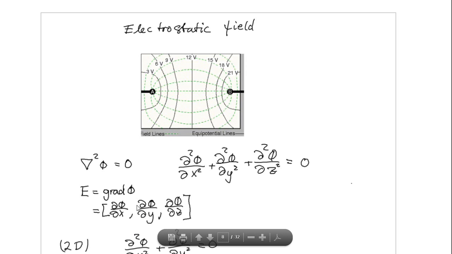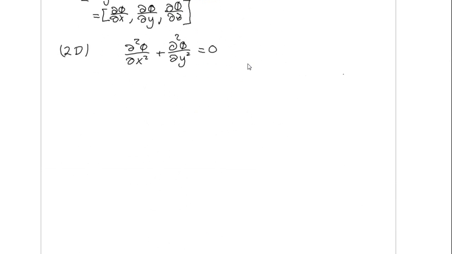Note that the gradient of a function is always defined in this way. We have, as the first component, the derivative of phi with respect to x. In the second, we have the derivative of phi with respect to y, and so on. So in our case, we have an easier situation. We only have dependence in x and y, so the Laplace equation takes this form.